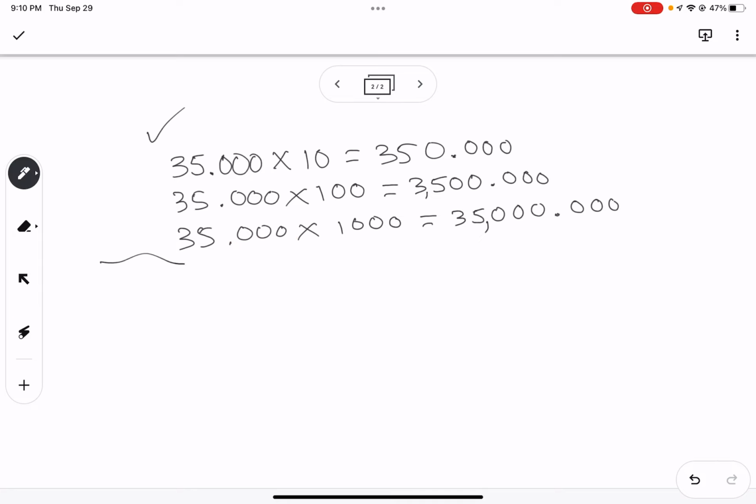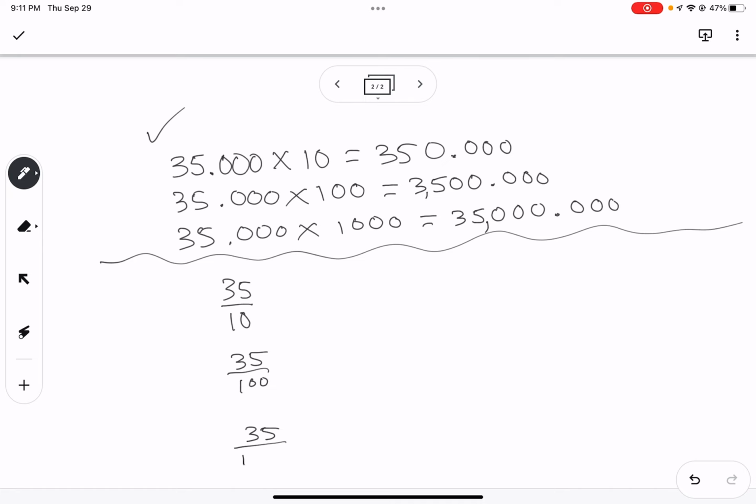Let's take a look now at what happens when instead of multiplying, we divide. So this means that we're going to continue with the 35. Right? And we are going to divide by 10. We are going to divide by 100. And we are going to divide by 1,000. And we're going to take a look.